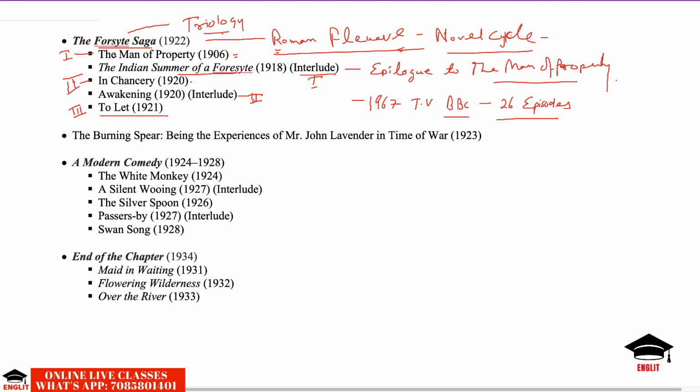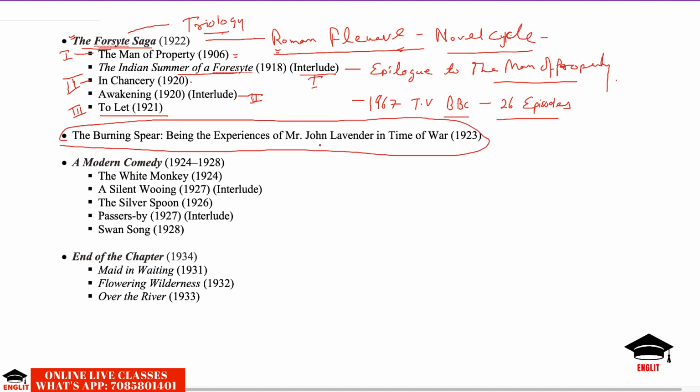The popularity or the importance of this series was so much that while he was being awarded the Nobel Prize, the citation of the Nobel Prize had this Forsyte Saga at the center. Now this novel does not belong to the Forsyte Saga. It has come in a chronological order, that's why we have written here.